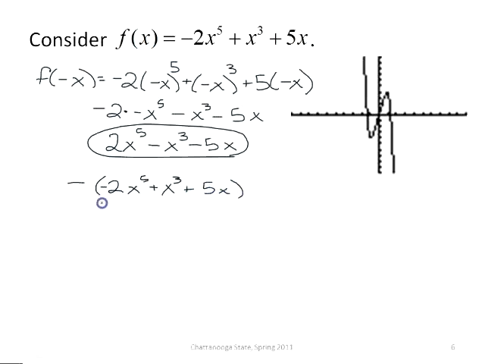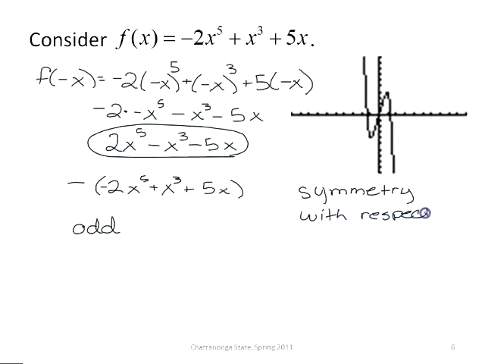This was the original function. If I multiply it by negative 1, I get f of negative x. So that tells us this is an odd function. And if we look at our graph, this has what we call symmetry with respect to the origin.